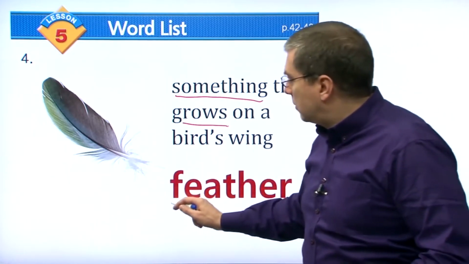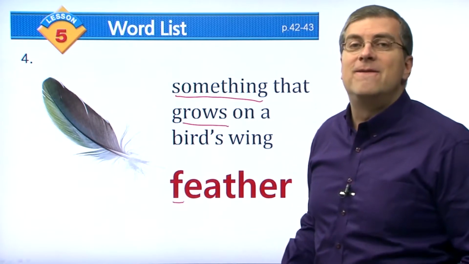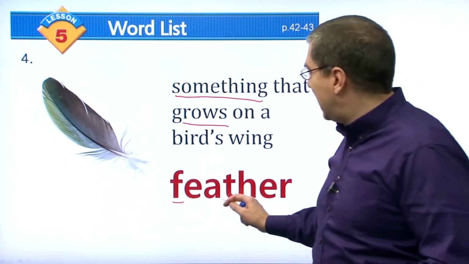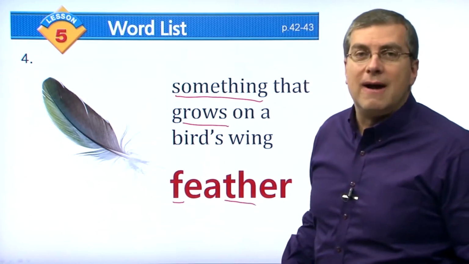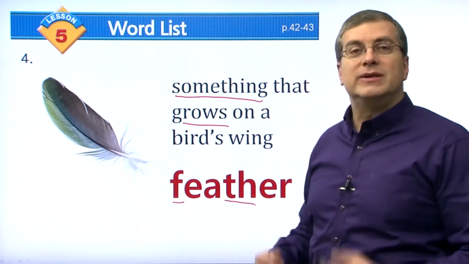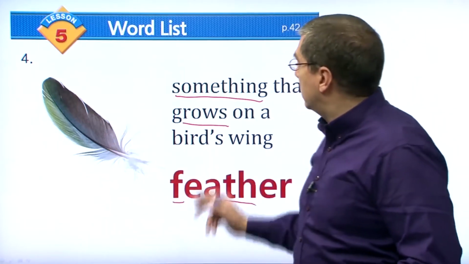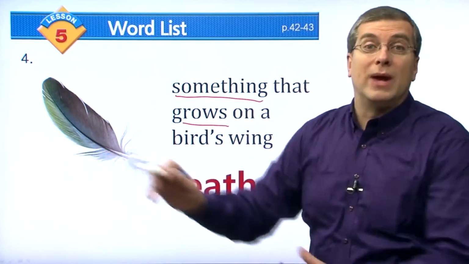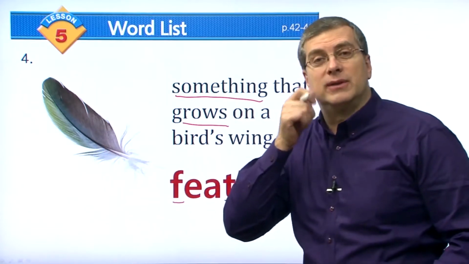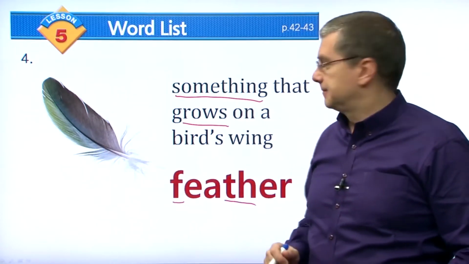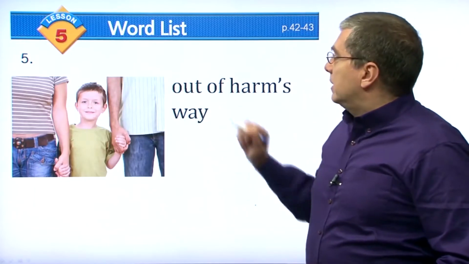Feather. Be careful with the F. Feather. And TH, the. Feather. So we say feather. It's a feather. It grows on a bird's wing. And it's very soft if we touch it. Very nice. Now we have this here.